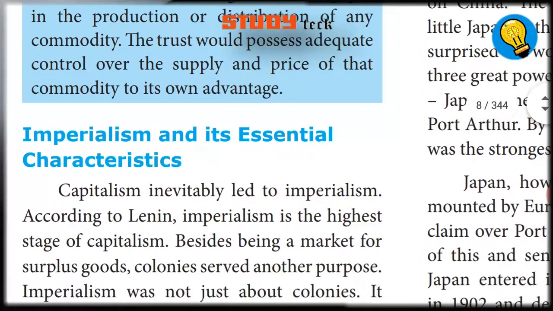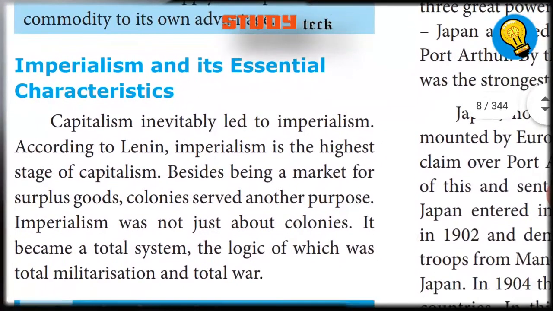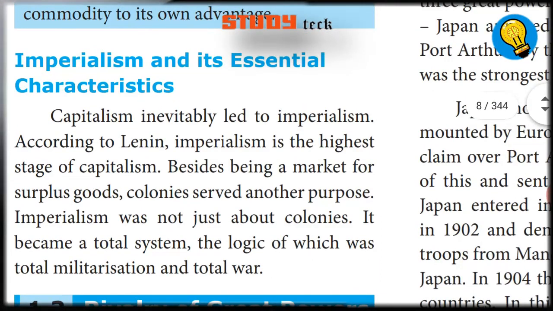The next topic is imperialism and its essential characteristics. Capitalism inevitably led to imperialism. Inevitable means certain to happen. According to Lenin, imperialism is the highest stage of capitalism. Besides being a market for surplus goods, colonies served other purposes. Imperialism was not just about the colonies; it became a total system, the logic of which was total militarization and total war.